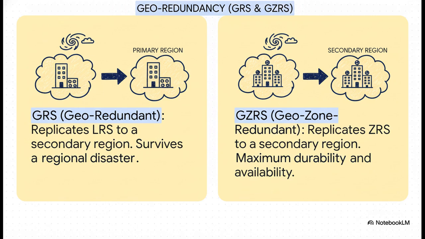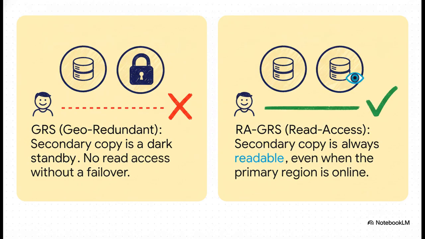Then there's GZRS, or Geo-Zone Redundant Storage. This is the top dog. It gives you ZRS in your main region and then copies all of that to a secondary region. It's the ultimate protection.